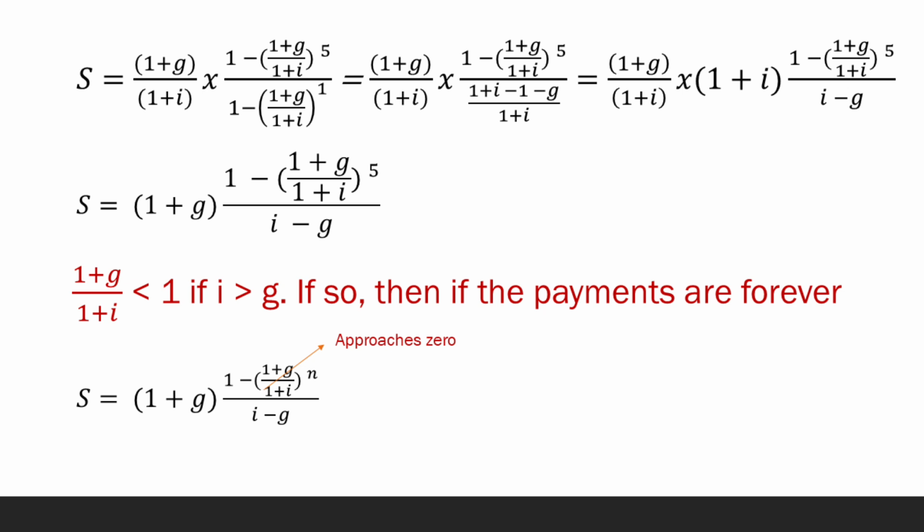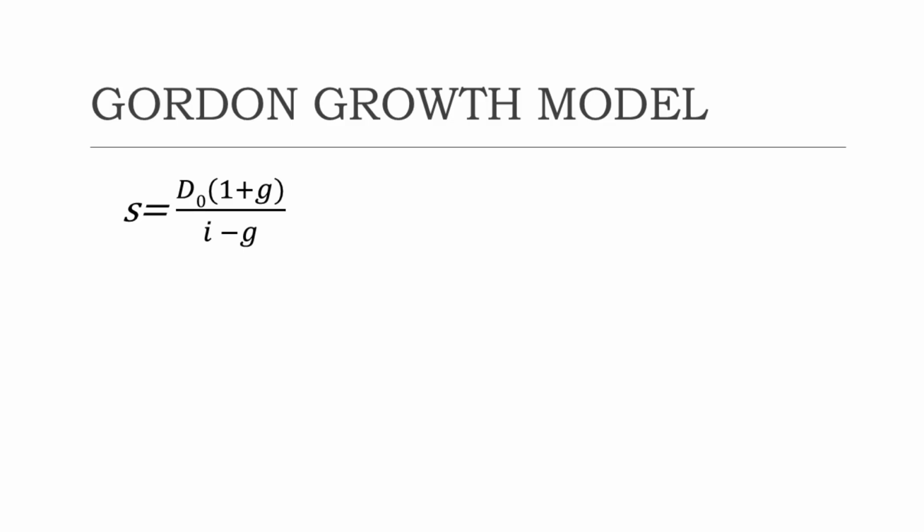And therefore, for really large numbers of n, we'll just consider this ratio, (1 plus g) over (1 plus i), to be just 0 as before. Therefore, the solution is (1 plus g) all over (i minus g). So we're simply left with (1 plus g) over (i minus g). Now, this is the so-called Gordon growth model where D sub 0 is last year's dividend, g is the annual growth rate of dividends, and i is simply the interest rate for discounting.